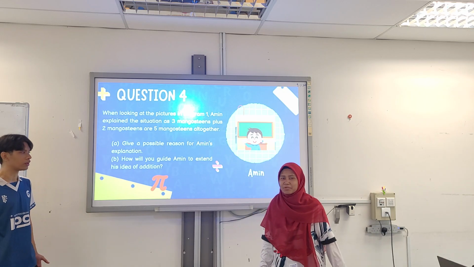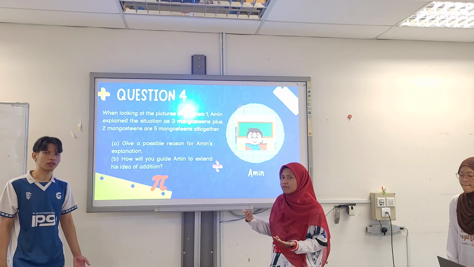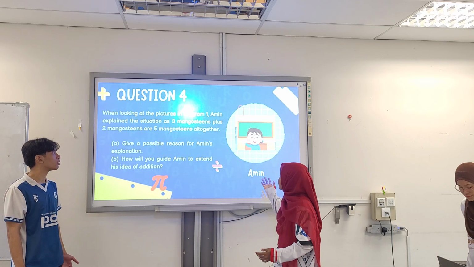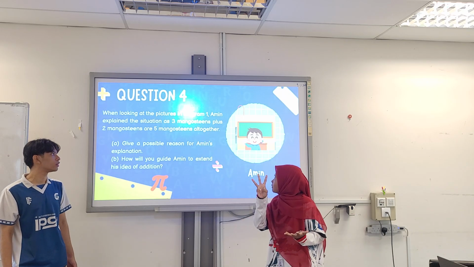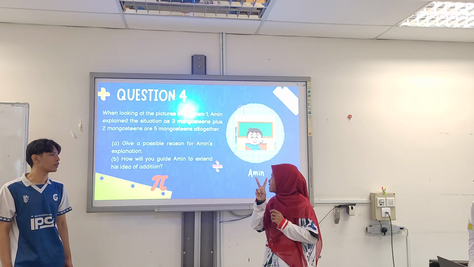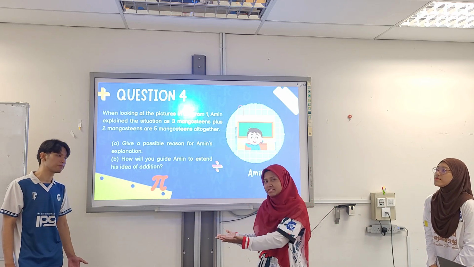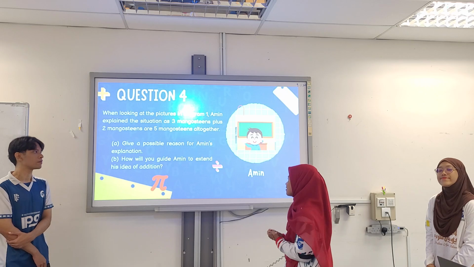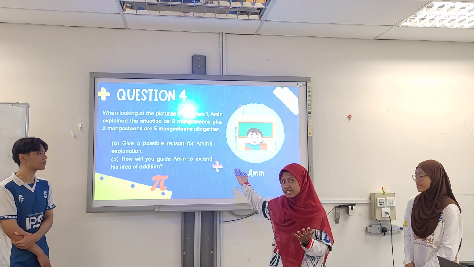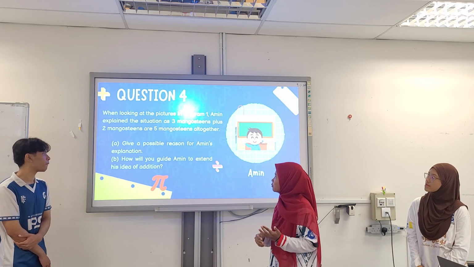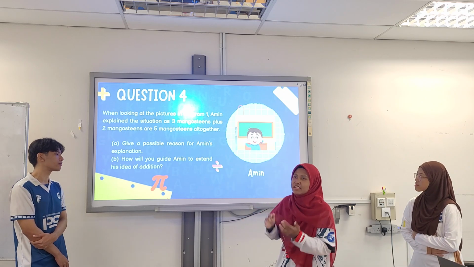So we are going to move on to question 4. So when looking at the pictures in diagram 1 just now that we showed in the task, Amin, this is Amin, a boy, he explained the situation as addition. First, we will discuss a possible reason for Amin's explanation. And second, we will see how we guide Amin to extend his idea of addition to subtraction. Let's go.